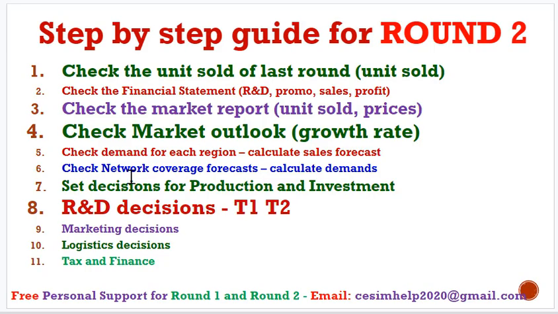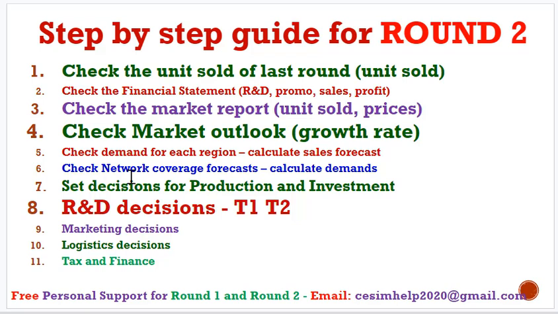For round 2, we take the unit result from the last round to find the unit result in each market region. Check the financial statement to find out the R&D cost, promotion cost, and sales and profit of each competitor. Check the market report to find the unit result and the price level for each level of unit result, so we can figure out the plan.